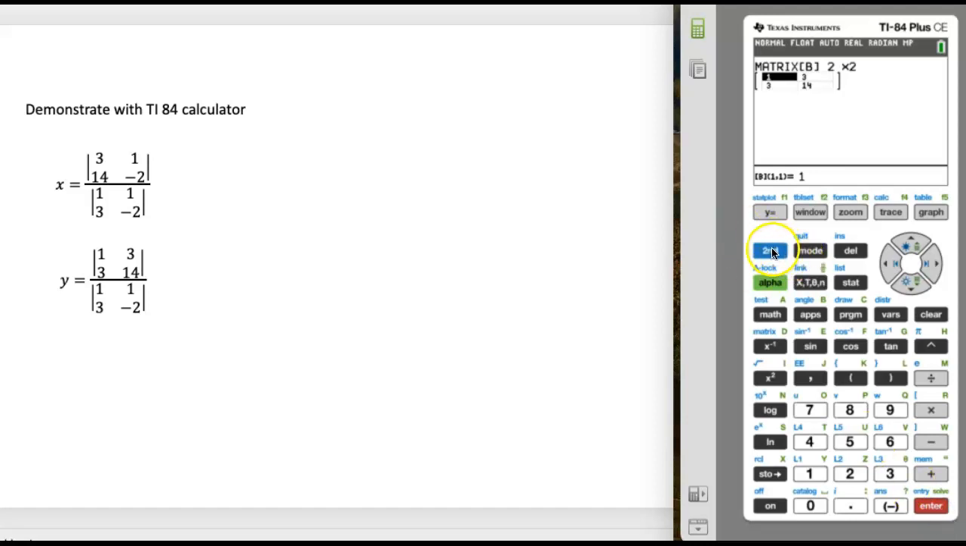And we're going to quit that one. So second, quit. And then for our final one, second matrix, we're going to go over and insert a matrix C, which is a 2 by 2. And that's our denominator for both of these. So that's 1, 1, 3, -2. And we're going to quit that.